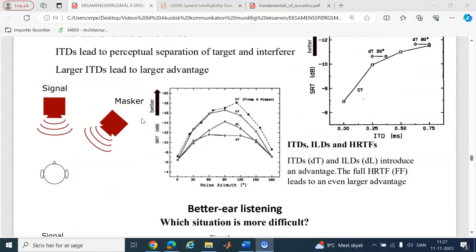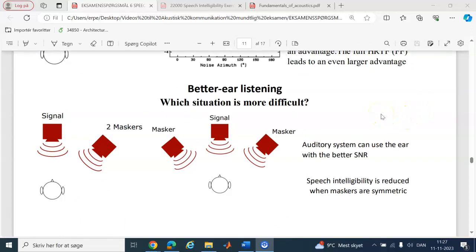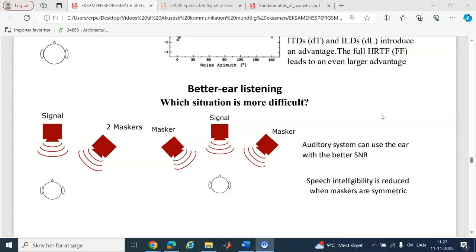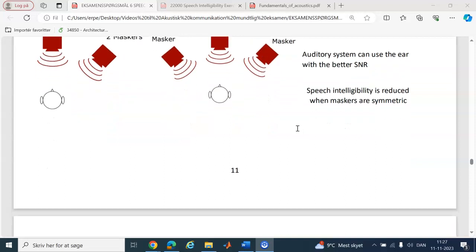The masker, the target and the interferer. Better ear listening. Which situation is more difficult? Two maskers at a spread from a signal with a certain distance, or a signal and maskers symmetrical about the signal. The auditory system can use the ear with a better SNR. Speech intelligibility is reduced when maskers are symmetric. It's better when it's not symmetric.